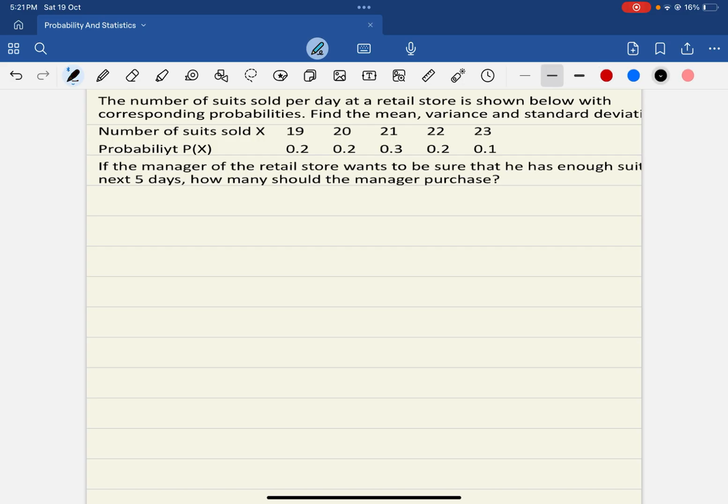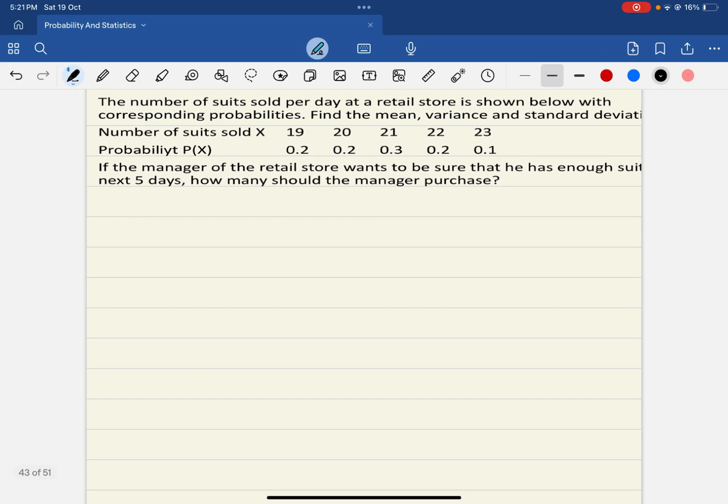So let us read this problem. The number of suits sold per day at a retail store is shown below with the corresponding probabilities. Find the mean, variance and the standard deviation. He has given you the number of suits sold, that is x, and the probabilities p of x are also given. If the manager of the retail store wants to be sure that he has enough suits for the next 5 days, then how many should the manager purchase?